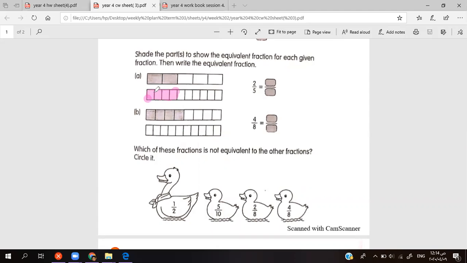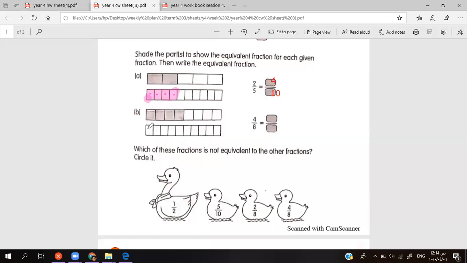How many are shaded? Let's count: 1, 2, 3, 4. 4 from how many? They are all 10. So the equivalent fraction is 4 over 10. It is the same part shaded, the same size, but here it's divided into different parts. And as you can see, how did the 2 become a 4? Times 2 up, so if I also do times 2 down, 5 times 2 is 10, so this is right and this is an equivalent fraction.